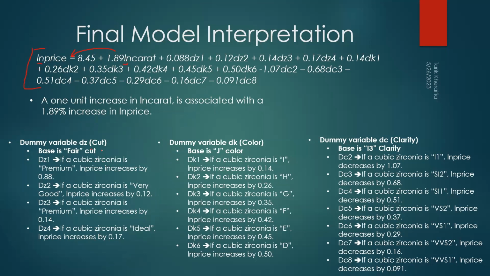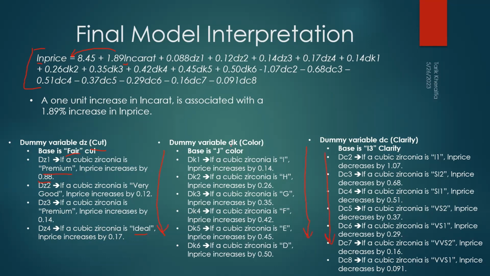So for DZ, the cut of the cubic zirconia, the base is fair cut and DZ1 is premium cut. So if a zirconia has a premium cut, ln price increases by 0.88, where fair is the base. And DZ4, for example, if a cubic zirconia is ideal cut, ln price increases by 0.17, where fair is the base. These are all in order from worst to best.